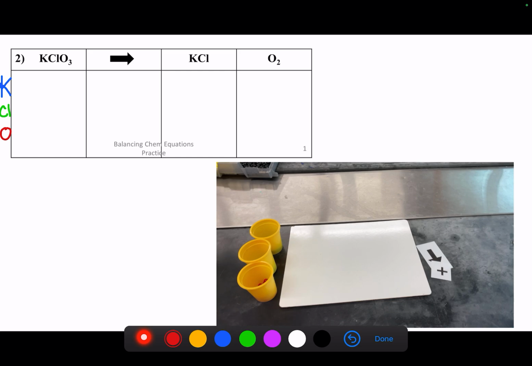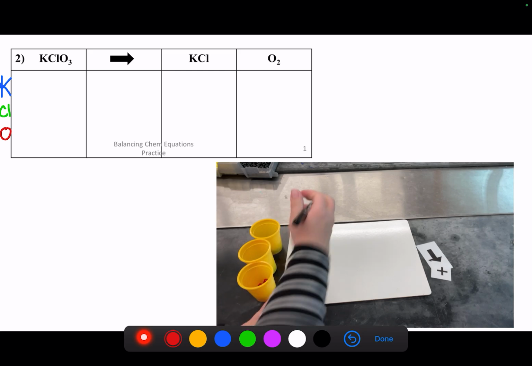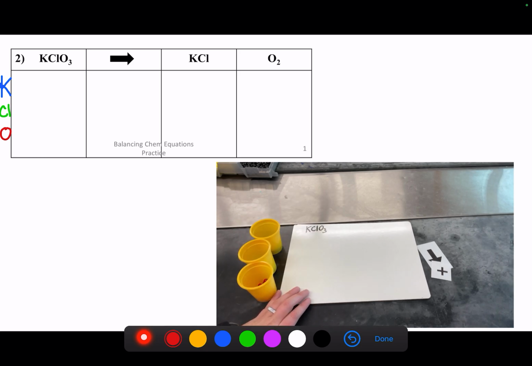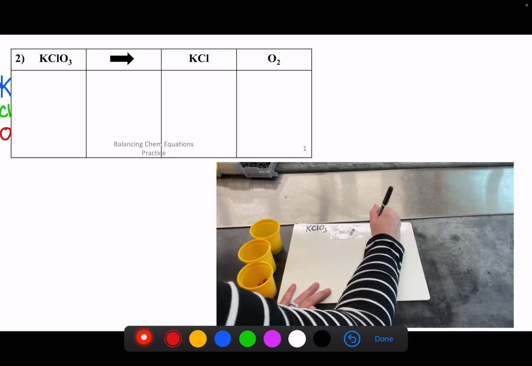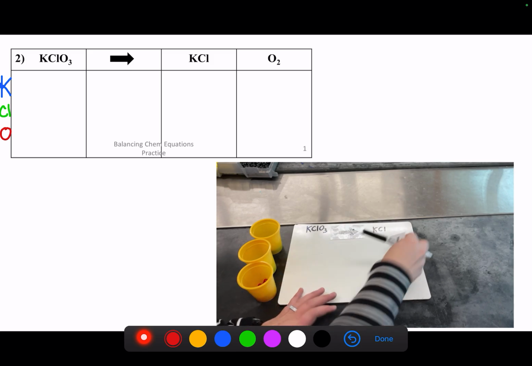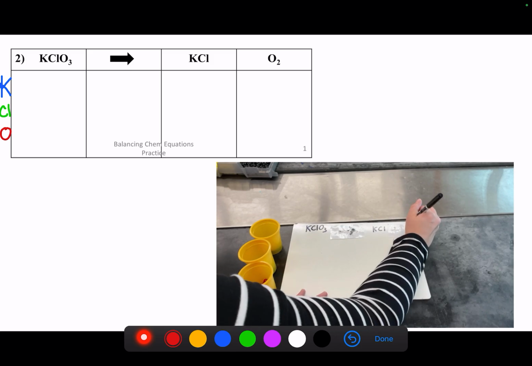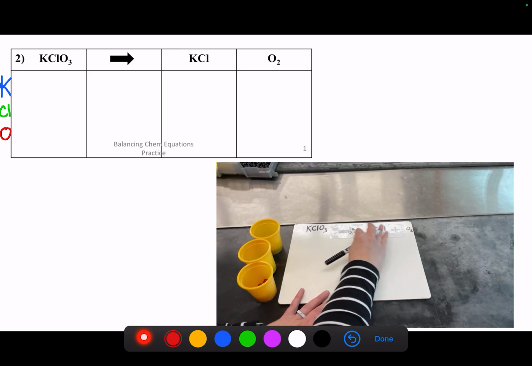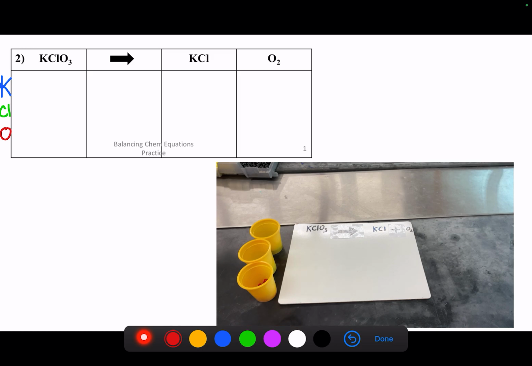Then I'm going to set up my whiteboard. I'm going to write KClO3, and then I'm going to have my arrow. And then I have KCl plus O2. Okay, so now it's set up.